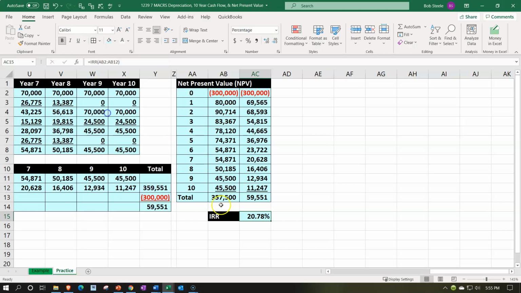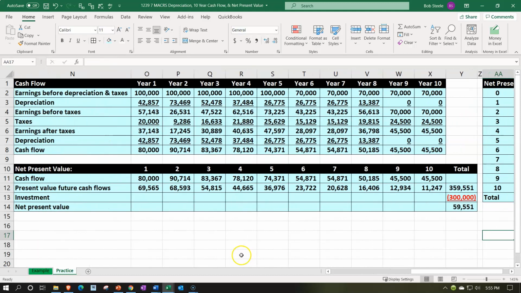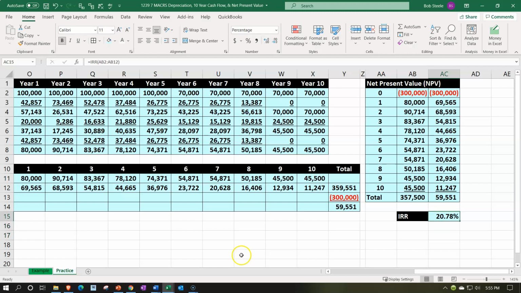Very nice, very nice. Okay, so in other words, we cleared the 15%. We know that by the net present value being positive. And then we say the IRR, we're looking at 20.78.